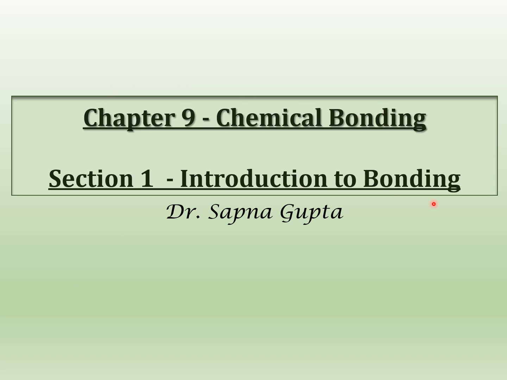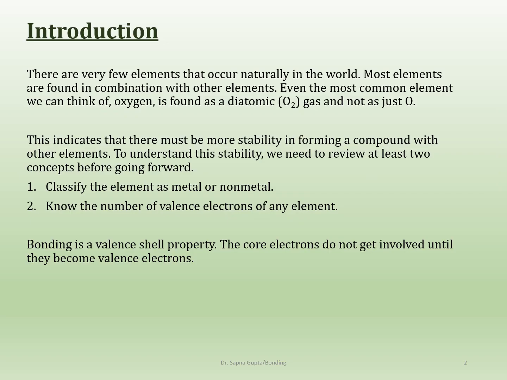So now we get into bonding, chemical bonding. Okay, so let's do this. There are very few elements in this world that exist by themselves, which means that a lot of them are found in combination with something else. So they combine, they bond, and sometimes it's hard to separate them. Even something as simple as oxygen is actually found as diatomic. It's not found as elemental O, it's found as diatomic, as O2.